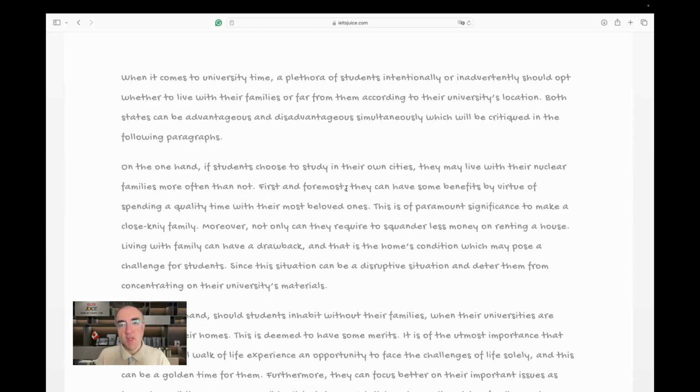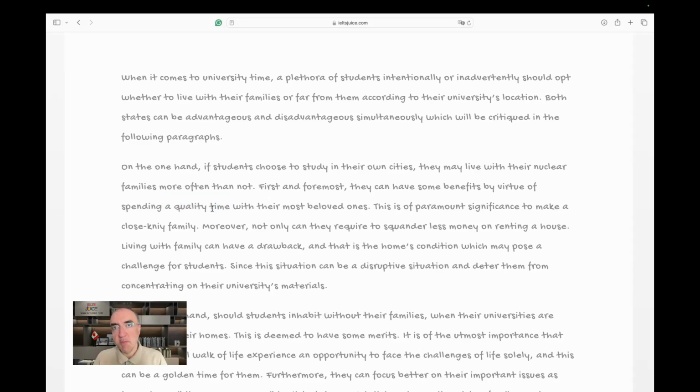First and foremost, they can have some benefits by virtue of spending a quality time with their most beloved ones. With their most loved ones, I guess. Although beloved is not a bad fit. Their most beloved ones. Both would work. I don't mind. But we don't say a quality time. You spend quality time.